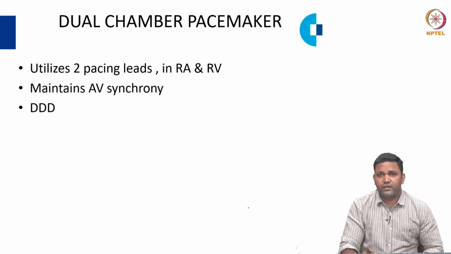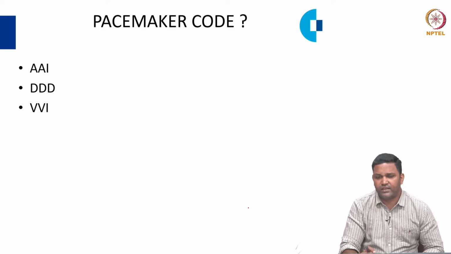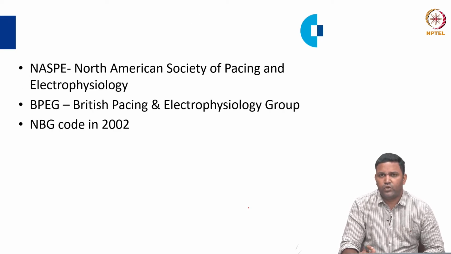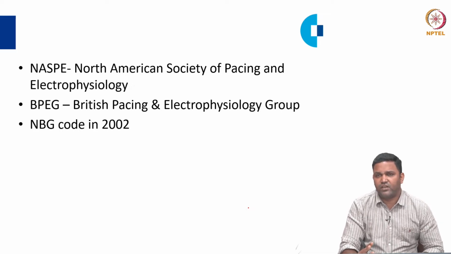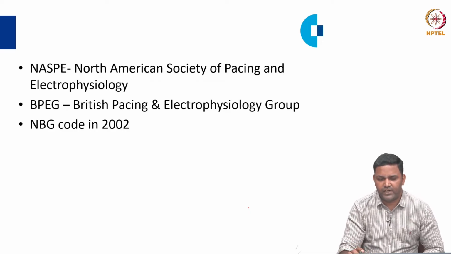The pacemaker code for this dual chamber pacemaker will be DDD. So what are the pacemaker codes? I have talked about AAI, DDD and VVI. What are they? There are 2 societies for electrophysiological studies and pacing: the North American Society of Pacing and Electrophysiology and the British Pacing and Electrophysiology Group. The Americans and the British sat together and formulated a code, the NBG code, in 2002.